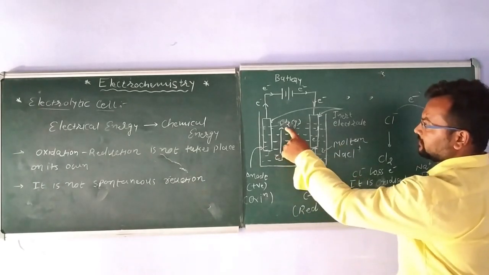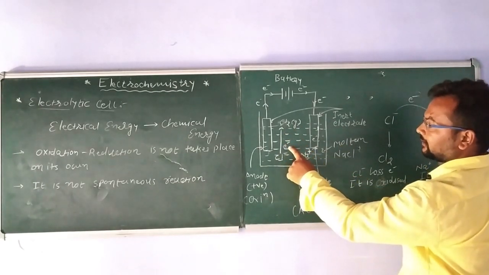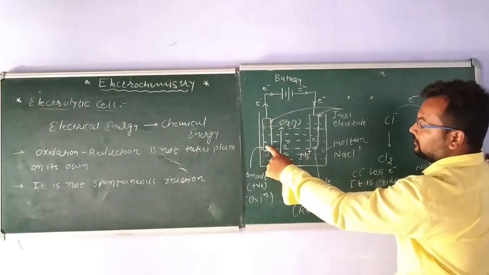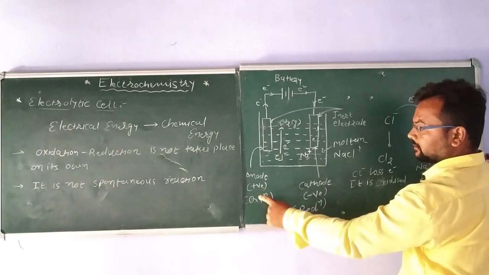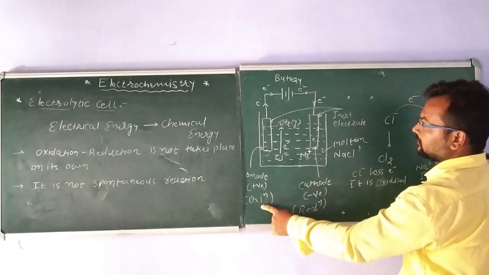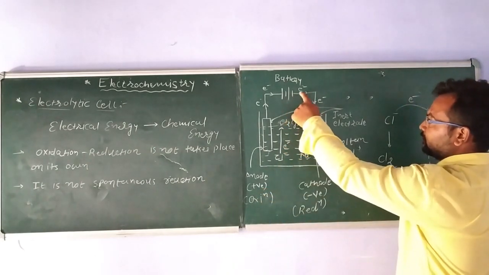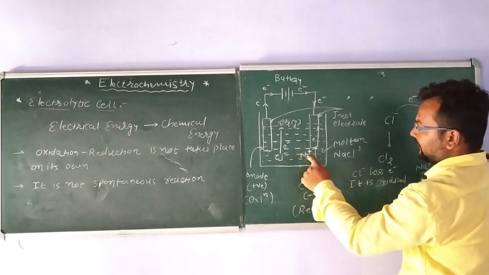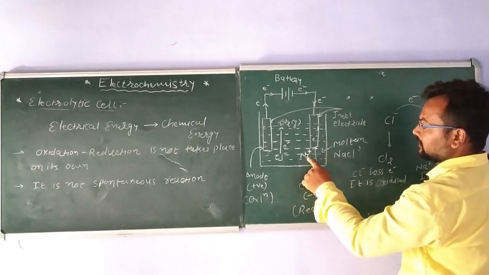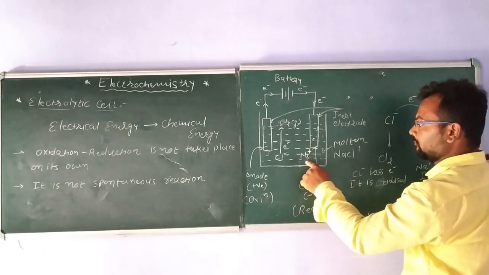Cl- is oxidized into Cl2 by releasing an electron, and the battery can pull the electron from the anode part, which is positive, and it is the oxidation part. And the battery can push the electron through the cathode part, and the electron is attracted toward the Na plus charge and it is converted into the molecule or metal form.